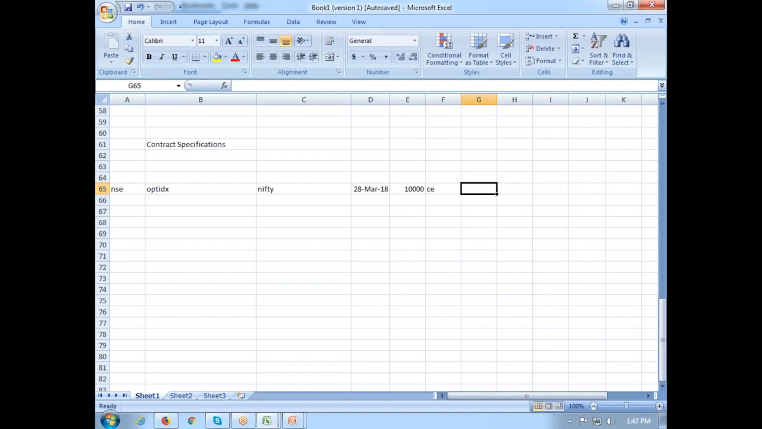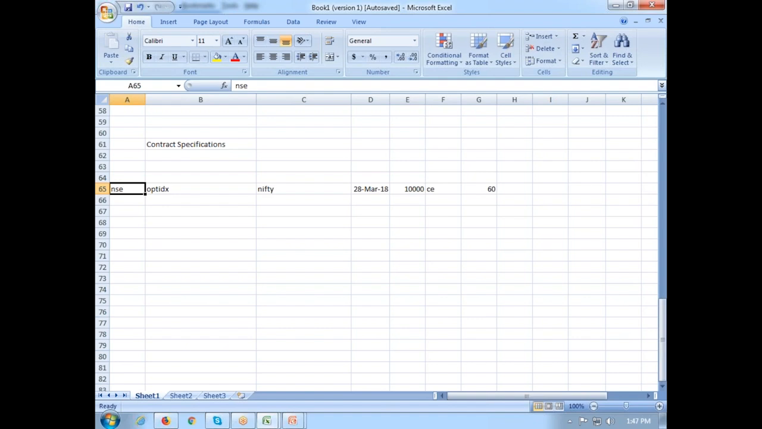I'm just putting in the LTP, not bid and ask. The LTP, let's say, is 60 rupees. LTP is last traded price. So N stands for NSE. This contract is listed on the exchange NSE, National Stock Exchange.